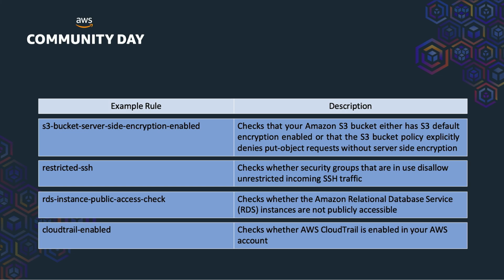These few are example rules. For example, S3 bucket server side encryption enabled. So this will check that your Amazon S3 bucket either has S3 default encryption enabled or that the S3 bucket policy explicitly denies put objects which are not encrypted. So accordingly you can put as many rules as possible, whatever you want in terms of security mechanisms.